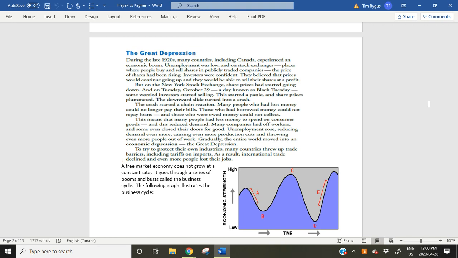Anyway, we see things like unemployment rising and demand decreasing, and those things feed into each other, causing more and more cuts and more people losing their jobs. So the whole world moves into an economic depression. What we see in this depression is countries trying to protect their own industries.